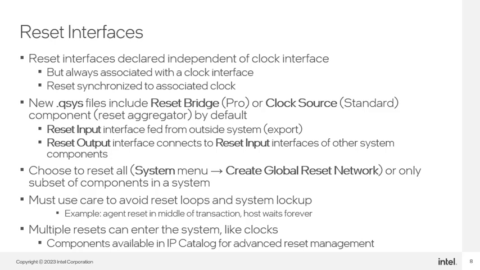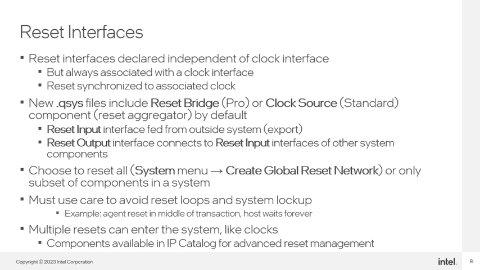They can provide reset control to the system through a reset output interface. For connecting resets, you can use one of two methods. The simpler method is to use a global reset. Simply select the Create Global Reset Network option from the System menu. With this option, Platform Designer automatically ORs all reset output interfaces, synchronizes them to each clock domain, and connects them to all reset input interfaces. The exception to this would be any reset input interface that has been exported, such as the reset input interface of a reset bridge or clock source component. In most cases, you would use this option if there is only one reset domain in the system, instead of ORing all the reset domains together.